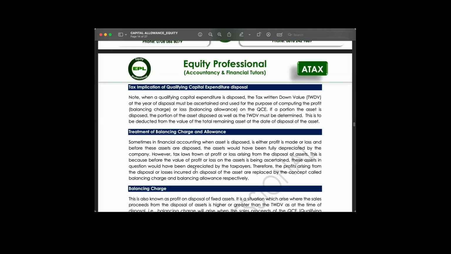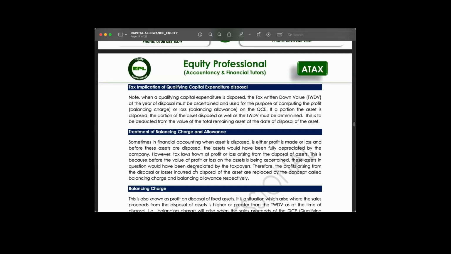It's not here. Now, when there is a loss on disposal of capital expenditure or capital assets, there is a provision for that also in your capital gains tax law. So, invariably, you will not be comparing your sales value with your cost of the assets. For the purpose of calculating our profit on disposal here, we are going to be talking about balancing charge and balancing allowance.